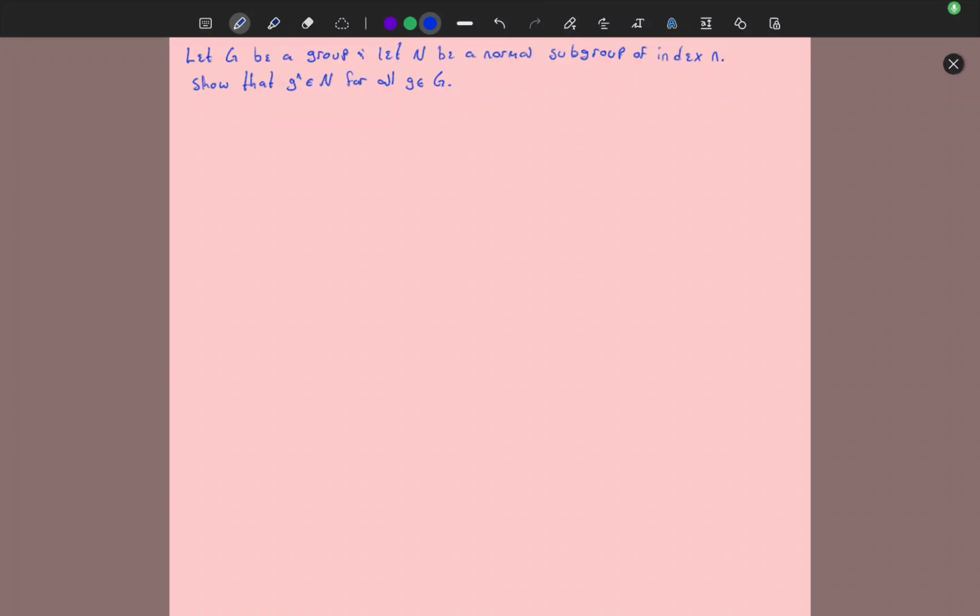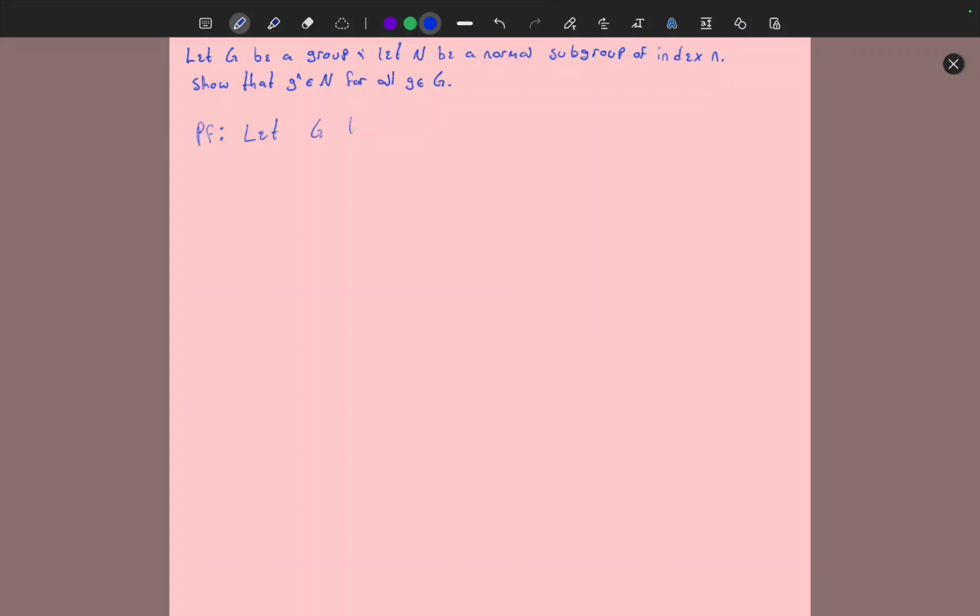Okay, so here's another group theory problem. This one says, let G be a group and let N be a normal subgroup of index n. Show that g to the n is in the normal subgroup for all g in G. I don't think this proof is very long, so let's go ahead and get started. So, proof, and we'll begin as always with our assumption.